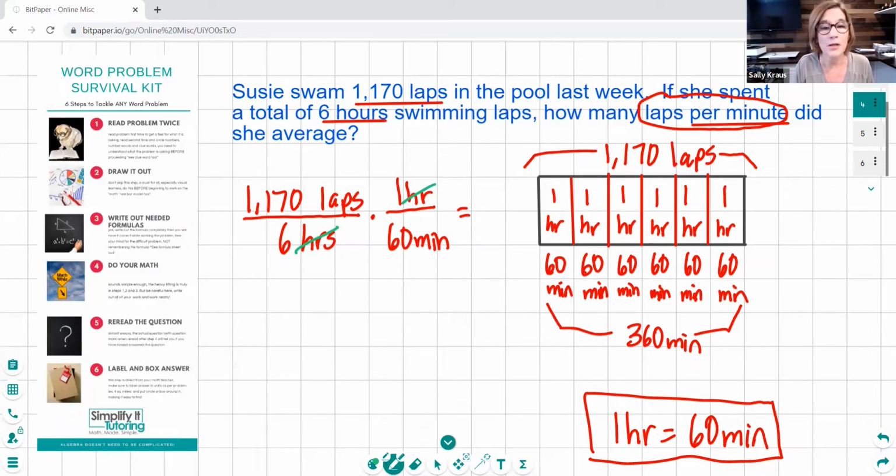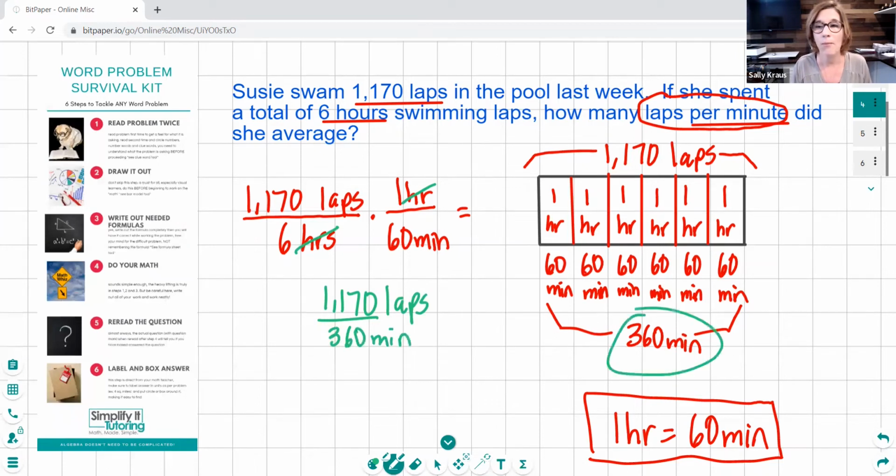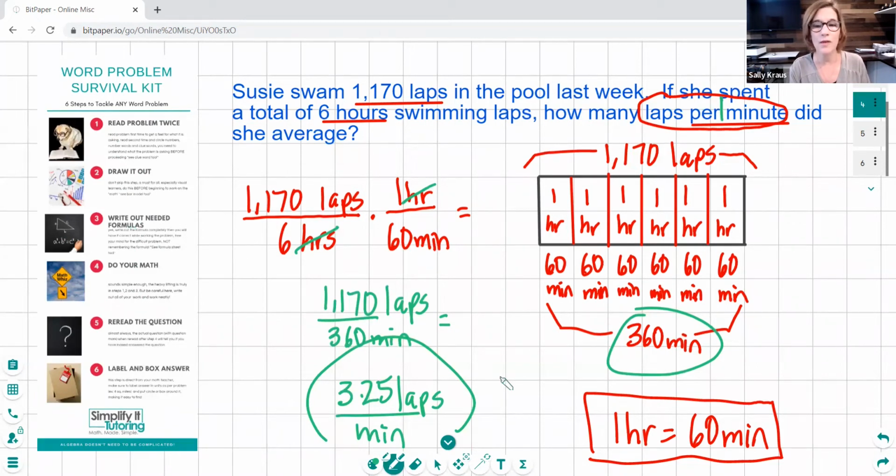And then if you multiply across, we get 1,170 laps per 6 times 60 is 360 minutes. And that's what we had right here. So you could just do that math on there. I'm fine if you do that on the calculator. 0.25 laps per minute. We read the problem twice. We drew it out. We really didn't have any formulas other than my factoid at the bottom and knowing to put it over itself because it equals 1. Do your math.